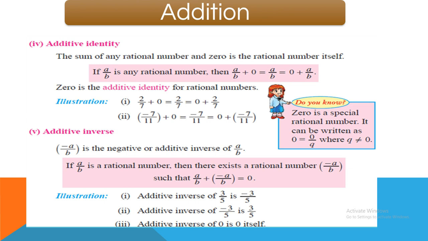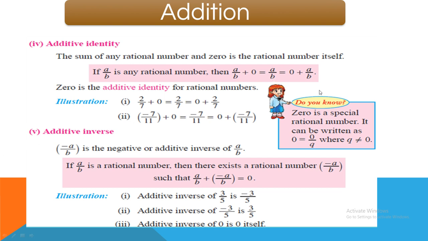Next is additive identity. Next property of addition in rational number is additive identity. Additive identity means the sum of any rational number with 0 is a rational number itself. What it means? There exists a number 0 in the set of rational numbers such that if we add 0 in any of the rational numbers, result will always remain same. So if a by b is any rational number, then a by b plus 0 will be a by b. Okay, the number will remain same.